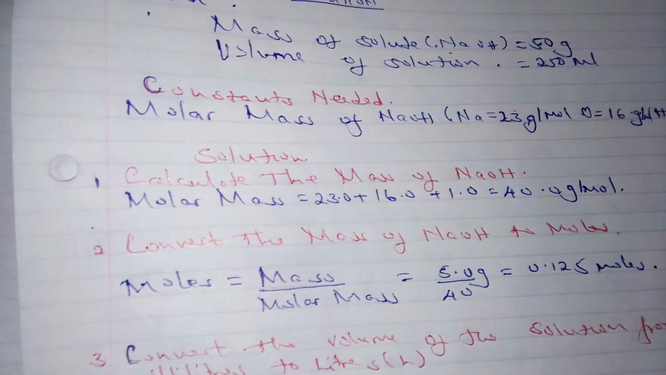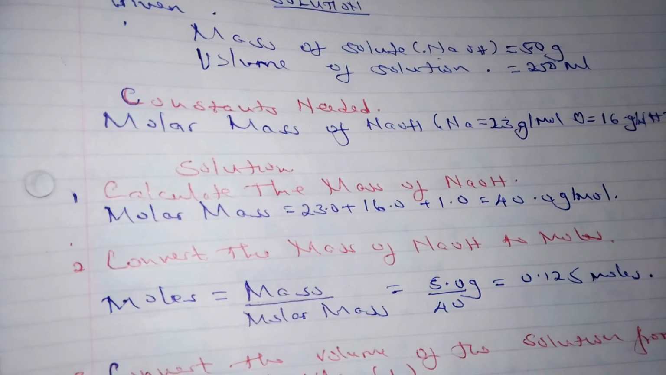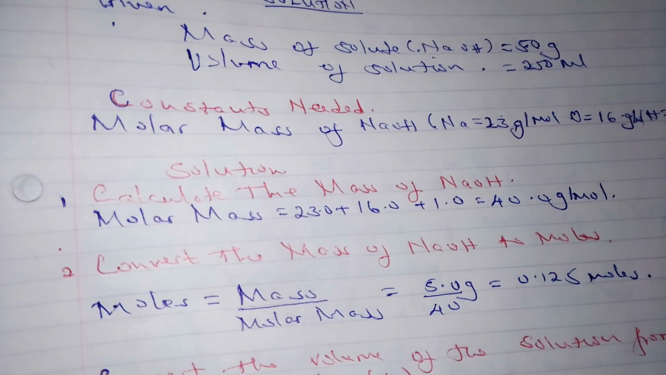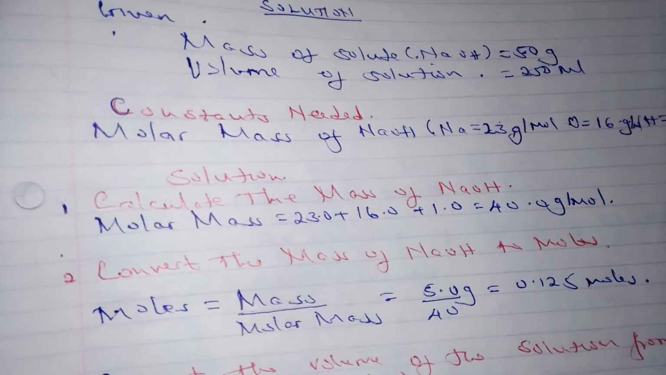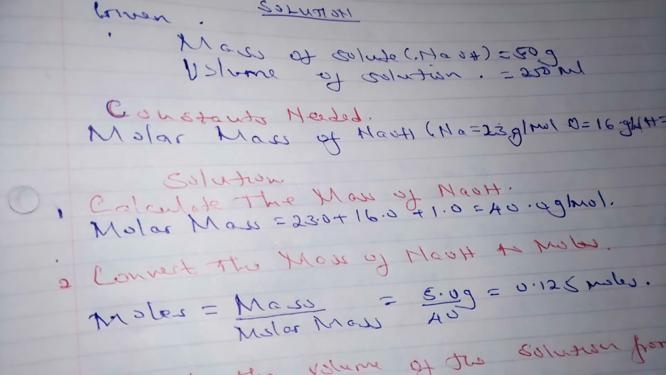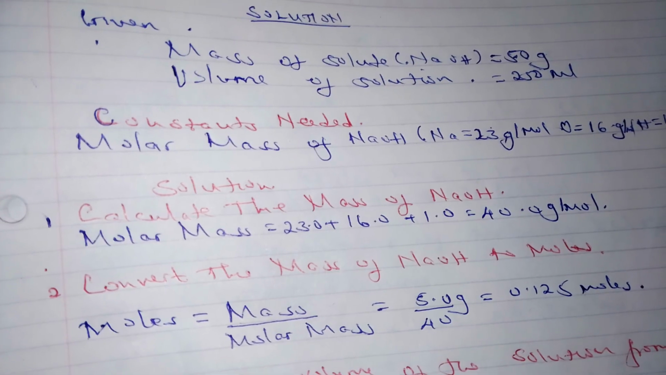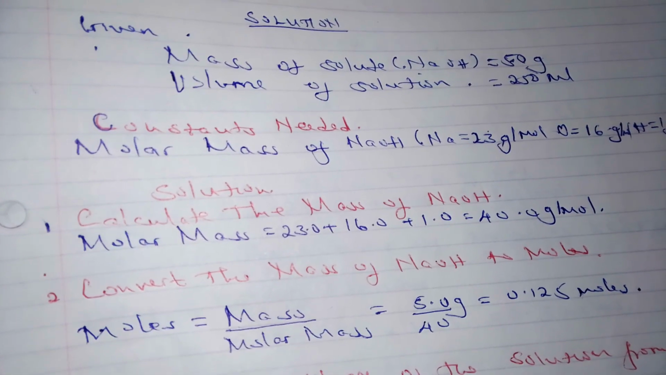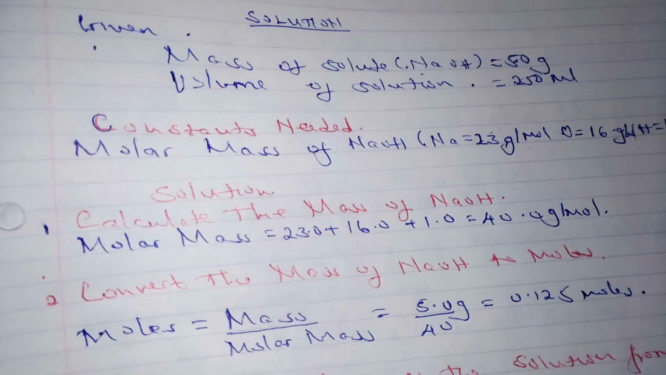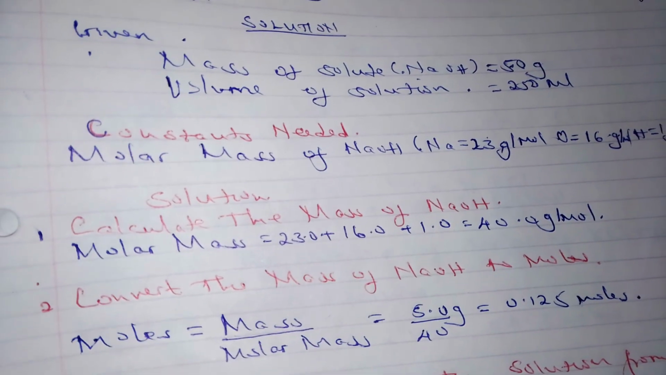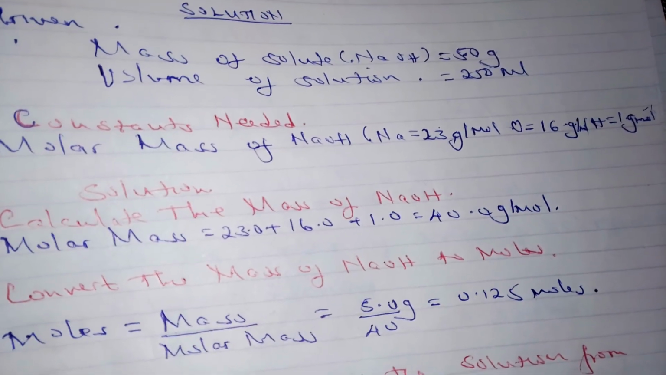So we went to an extent of converting the mass of sodium hydroxide to moles. Moles is always given with this formula: moles is equal to mass over molar mass. So in this case, we equated the formula and said 5 grams over 40. Remember, 40 is the molar mass of sodium hydroxide, which gave us 0.125 moles.